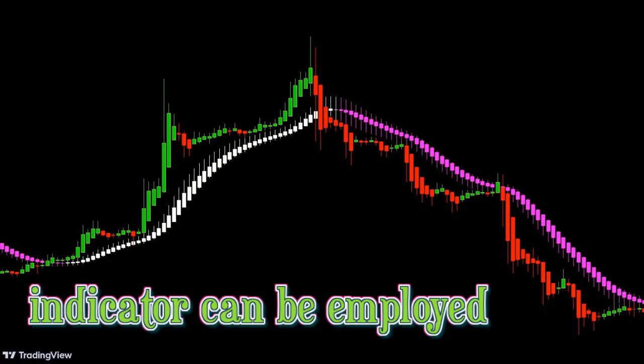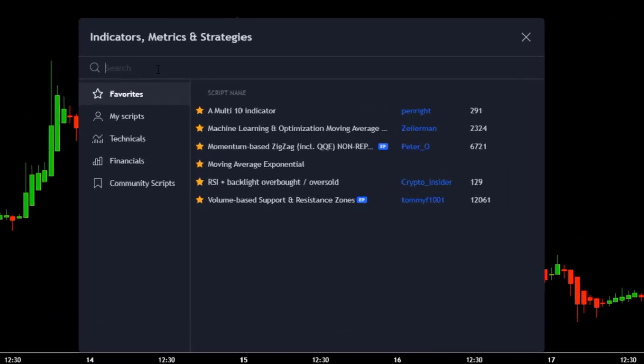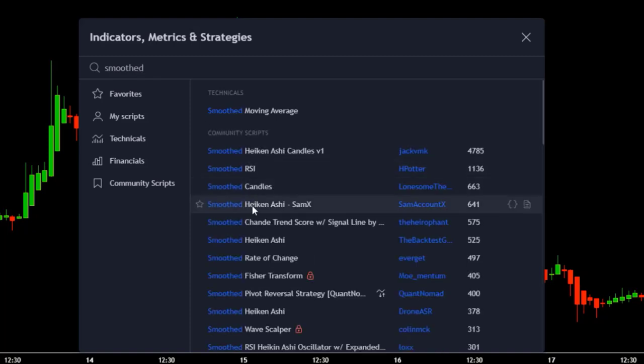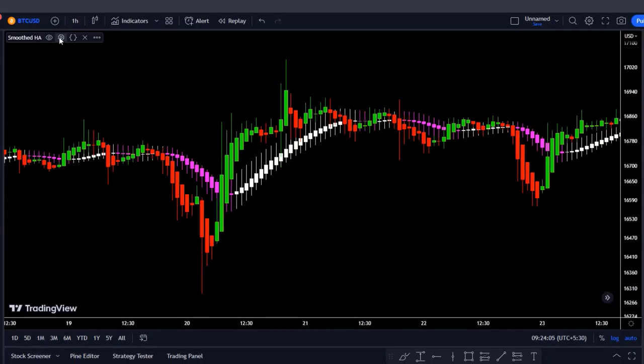To address this issue, the smoothed Heiken Ashi indicator can be employed, which displays smoothed Heiken Ashi candlesticks in conjunction with the price action. The way we can add this indicator to the chart is by clicking on the indicator's menu and typing smooth Heiken Ashi. Select the indicator made by SMX. Now let's open the indicator's inputs.